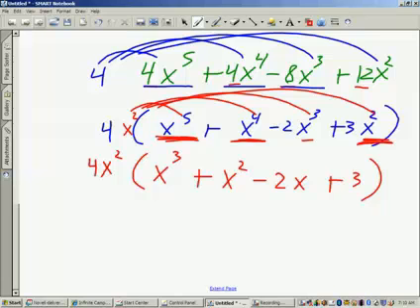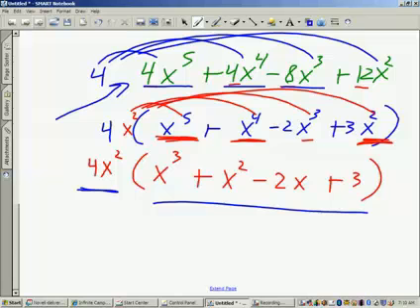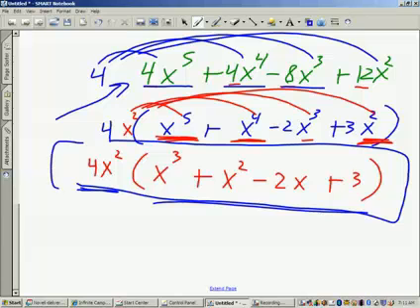Now, you can always redistribute that 4x squared back into this huge polynomial here. You can always distribute that back in, and you can always get the original up here in green. You can always get that expression back out. So here we go. Just double check our work. x cubed plus x squared minus 2x plus 3. I don't see any common factors that we can pull out of there, and I pulled out my 4x squared. So this right here is my final answer.